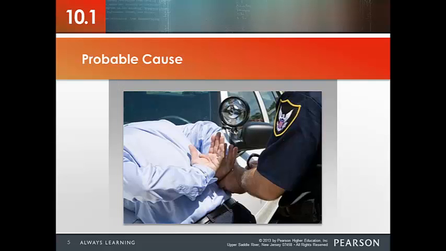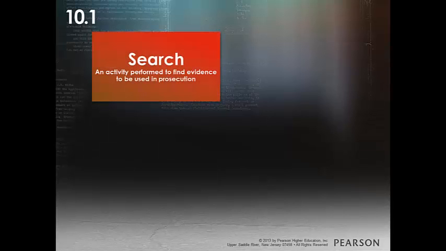Search is defined as an activity performed to find evidence to be used in prosecution. Seizure is defined as the confiscation of one's person, an arrest, or property by a government agent.